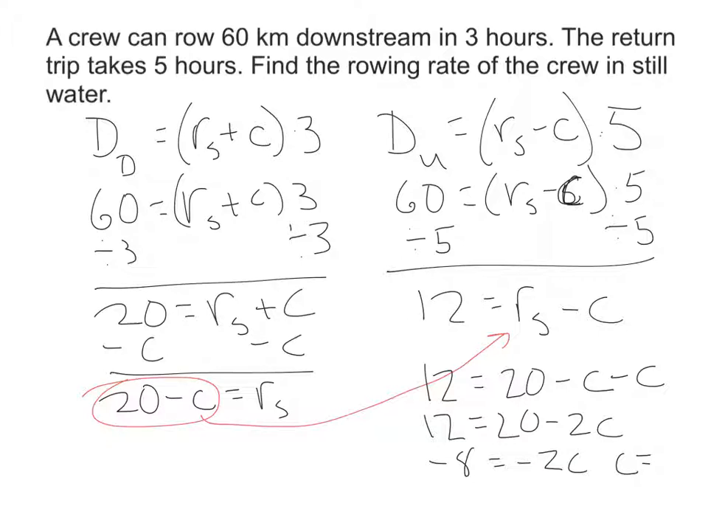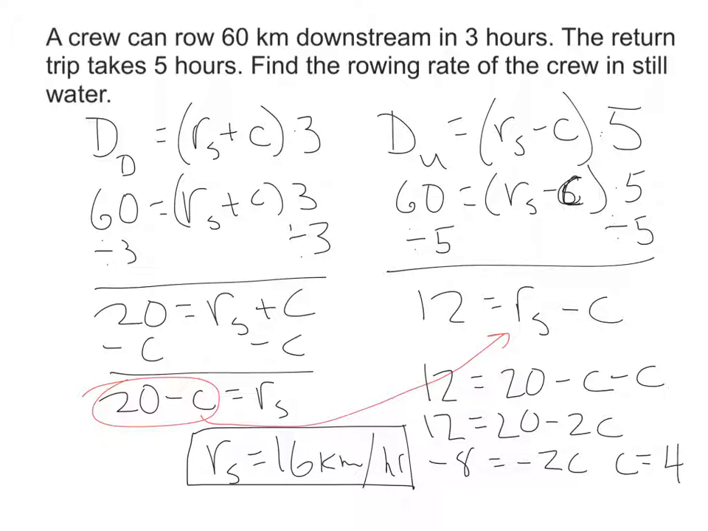so this is going to tell us that c equals, okay, we've done a little bit of lazy writing, sorry about that. C equals 4. So what that tells us is the current is 4 miles an hour, and we can plug that back into either of these other ones and see then that the speed in still water must, of course, be 16 miles per hour, or kilometers per hour, excuse me.